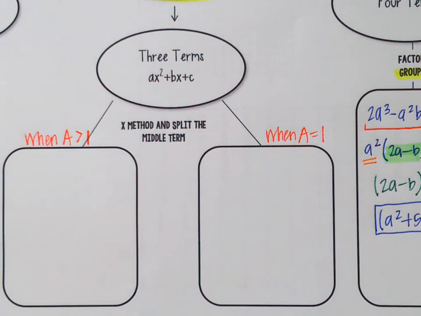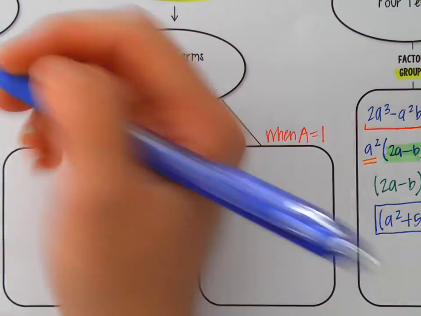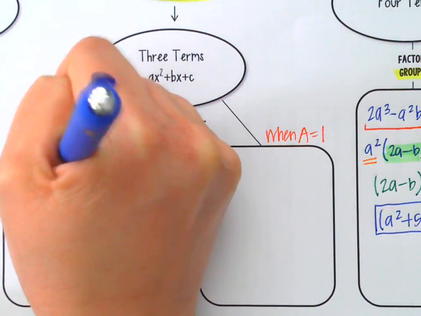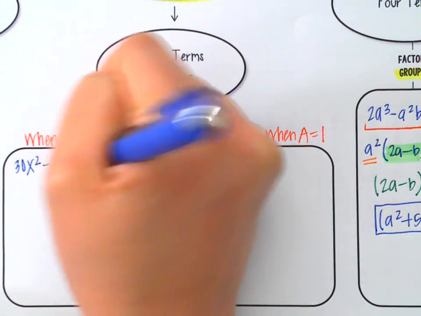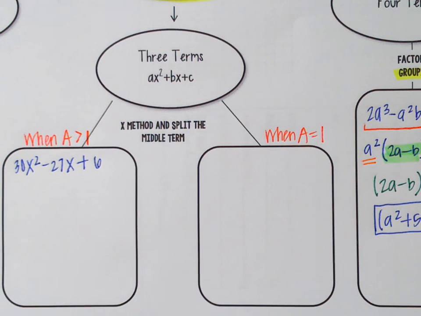An example of when a is greater than 1 would be something like this: 30x squared minus 27x plus 6. Now, what's the first thing we always want to think about when we're looking for a GCF? What's the first thing we want to think about when we're factoring? And if you said GCF, you would be right.